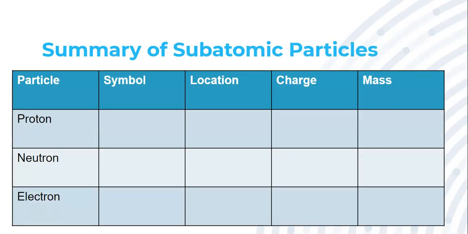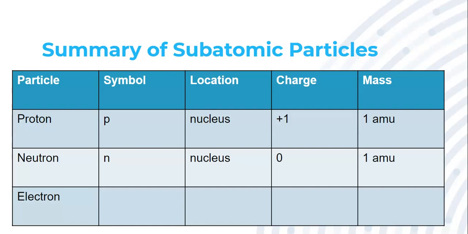So when we talk about these subatomic particles, it's important to know their location, charge, and mass. When we talk about protons, we abbreviate them with a P, very creative, I know. They're located in the nucleus. They have a positive charge and a mass of 1 atomic mass unit. That's sort of defined based on the mass of a proton. And you can remember that protons are positive because they both start with P.